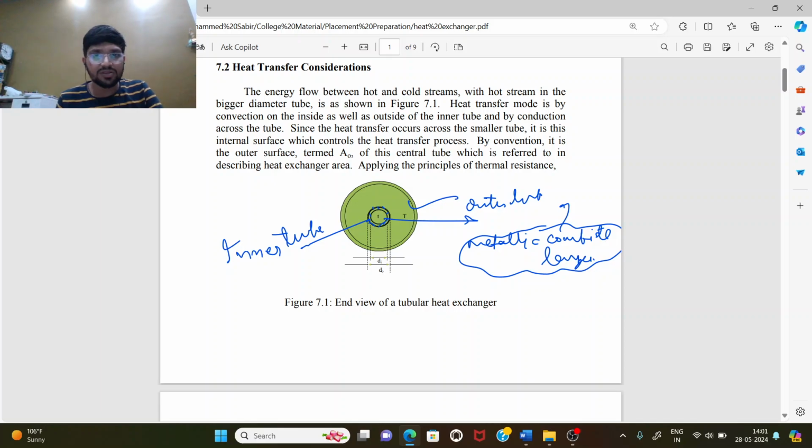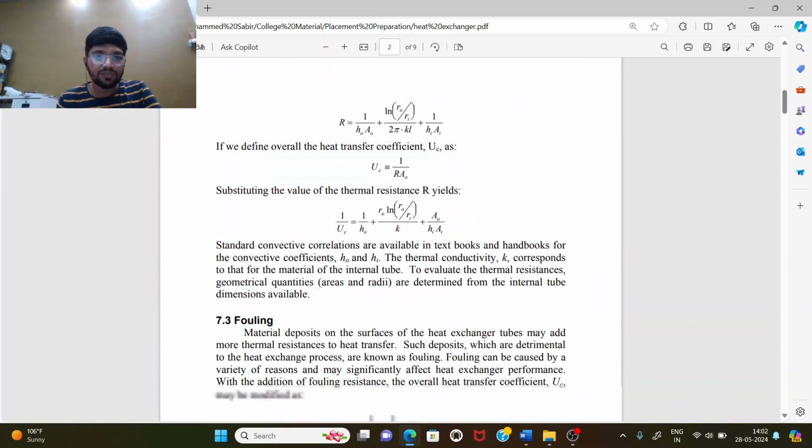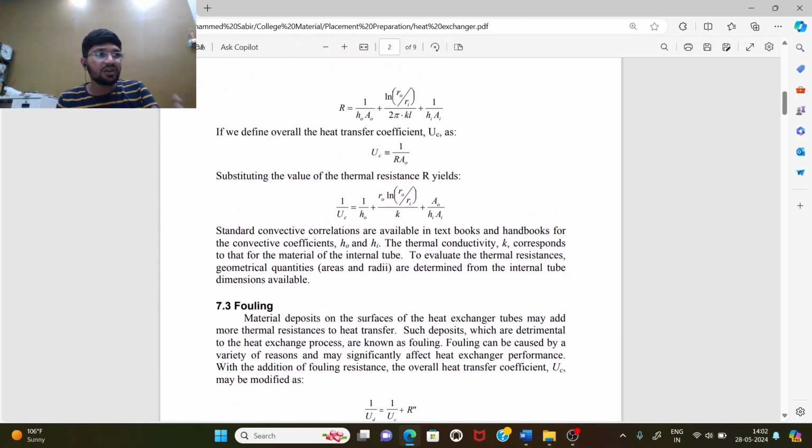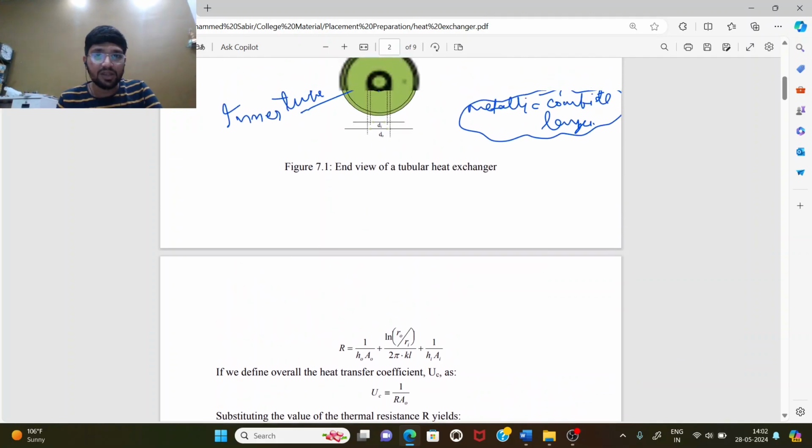The hot fluid passes through the outer tube, and the cold fluid passes through the inner tube, and due to the temperature difference the heat transfer takes place. And we have two basic designs: one is the parallel flow design, another is the counter flow design, and we will cover them in the next slide.